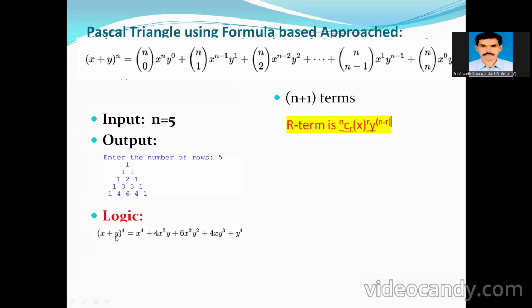If you take (x + y)^4, that is x^4 plus 4x^3 y as the second term, plus 6x^2 y^2, plus 4xy^3, plus y^4. The coefficients are 1, 4, 6, 4 and 1. This is the Pascal triangle coefficient.